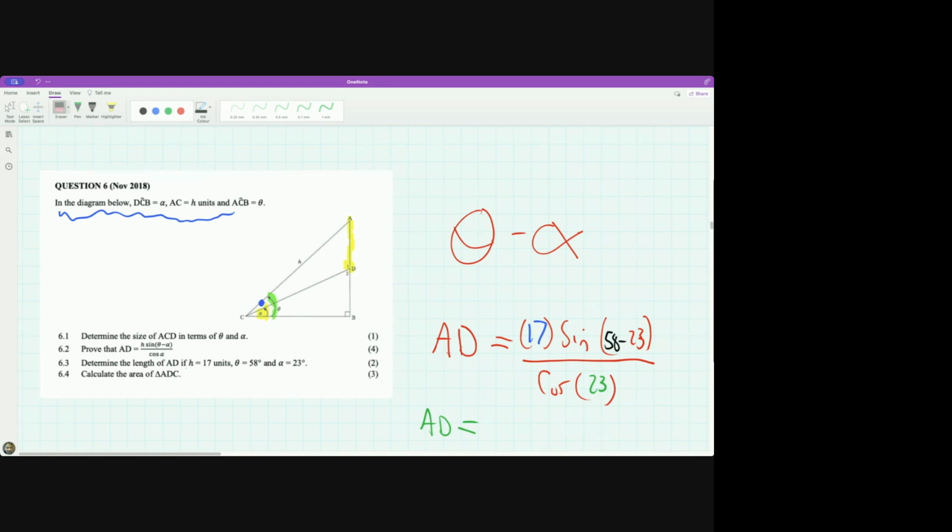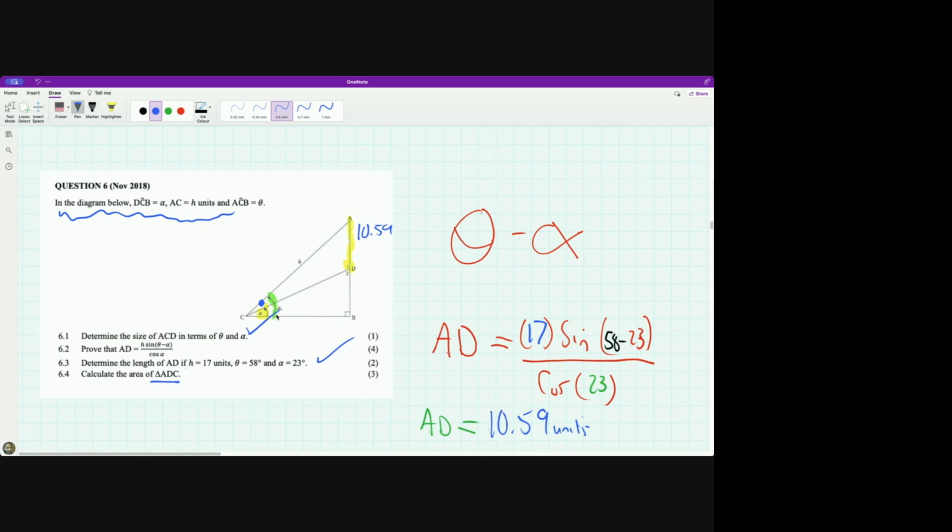Okay, let me use my calculator. 17 times sine of 58 minus 23, close bracket, and then we're going to go divided by the cos of 23, and we have 10.59. So this is 10.59, and that is going to be units. Okay, we've done this one. Let's do area of ABC.